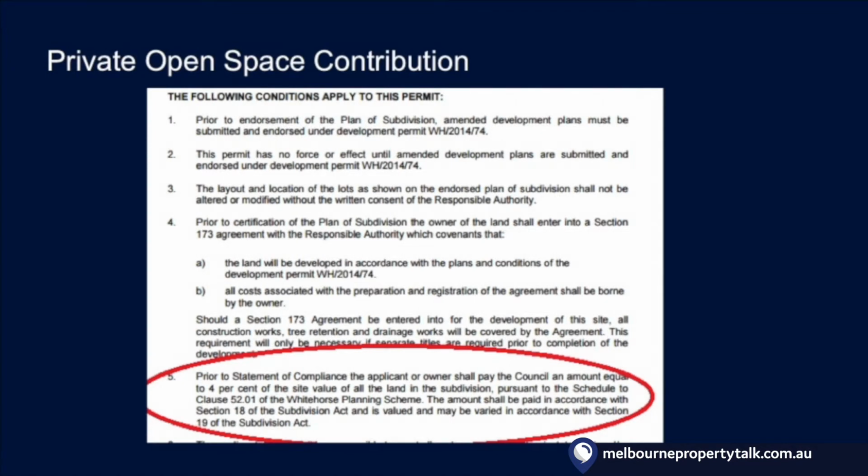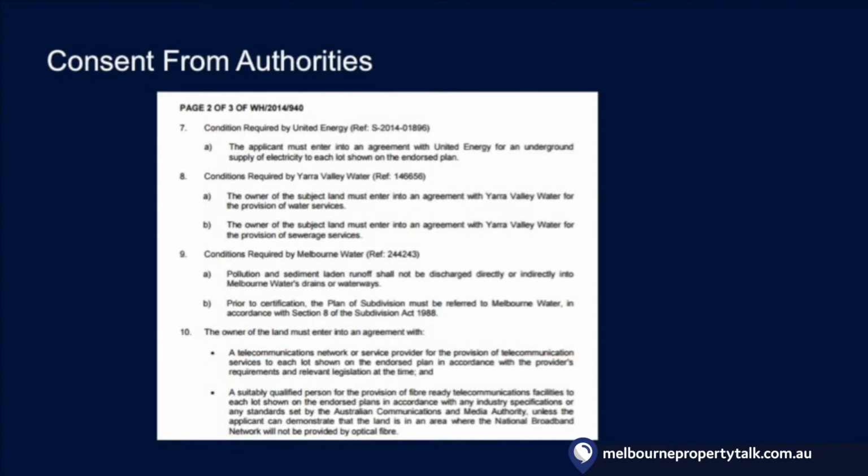One of the biggest surprise costs for first-time developers comes in the form of a contribution commonly referred to as the private open space contribution. In this example here, we can see a contribution based on 4% of the site value, and that's required to be paid before subdivision is approved and indeed granted. For example, if the council were to value this particular site at $1 million, the contribution that goes to council will be $40,000.